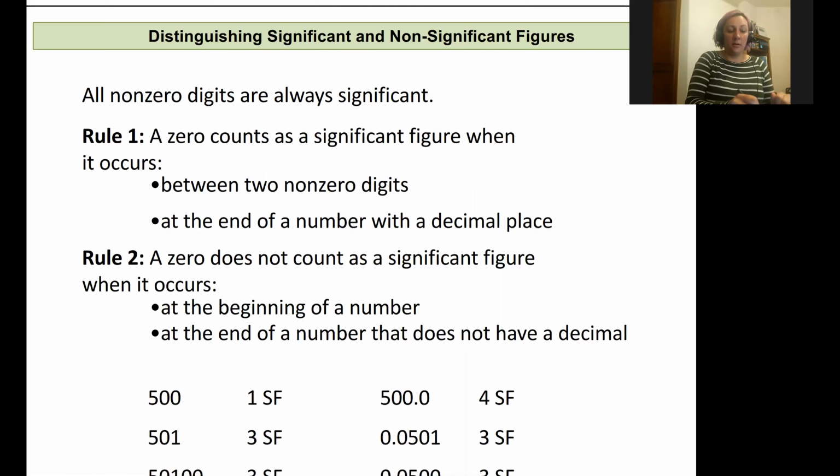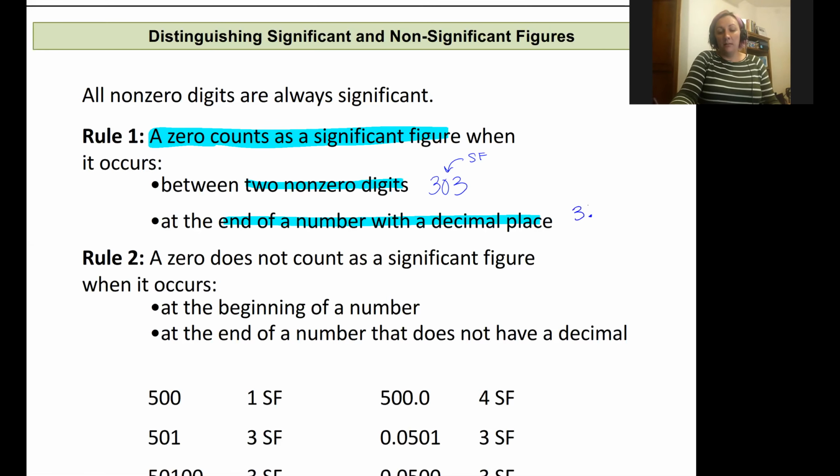A zero will be a significant figure when it's between two non-zero digits. An example of this would be 303. That zero is significant. Or if it's at the end of a number with a decimal place. An example of this might be 33.0. Because there's a decimal place, it communicates that that zero is a significant figure.